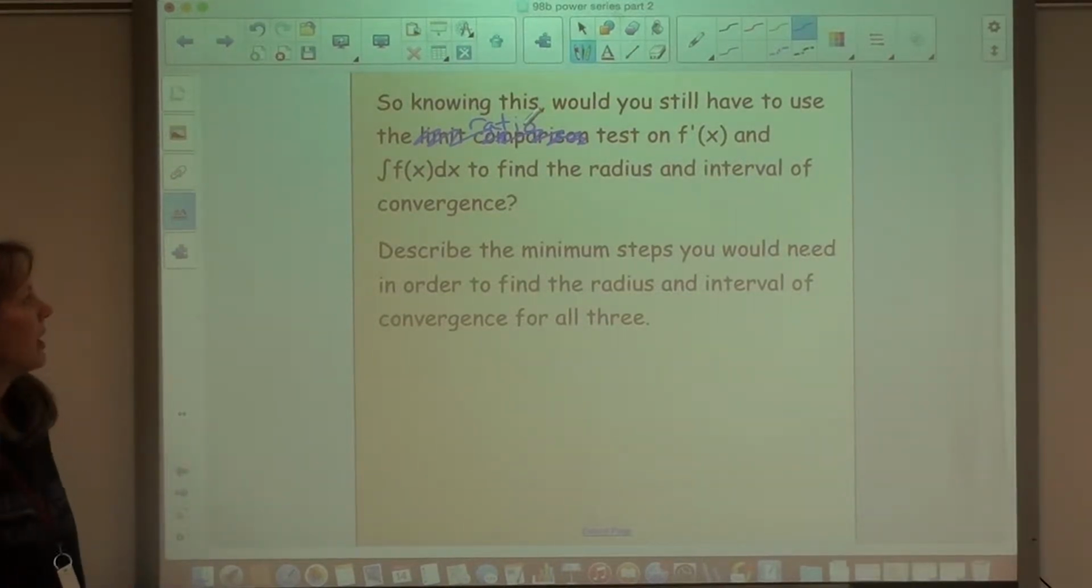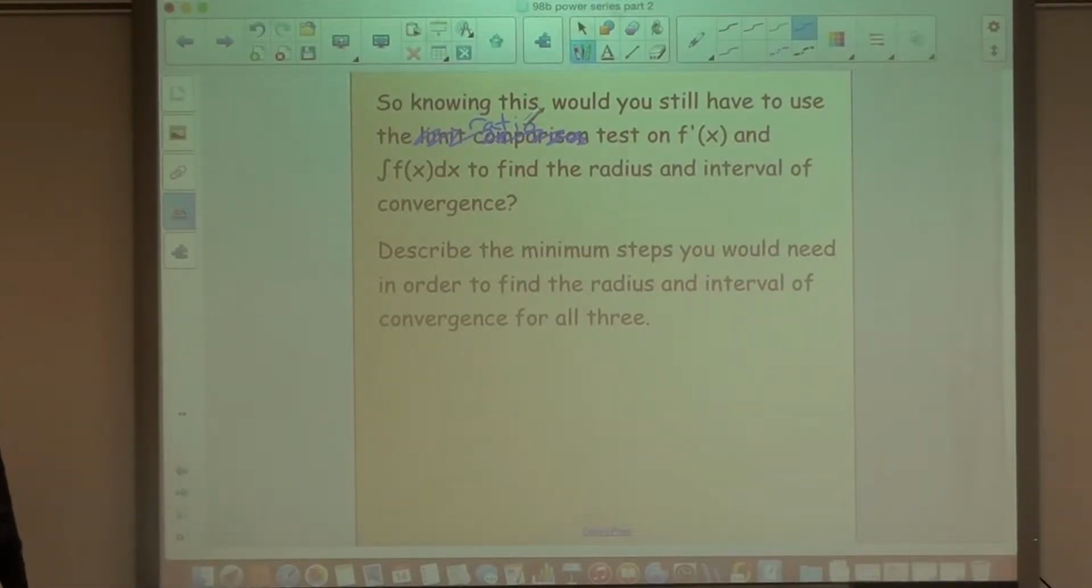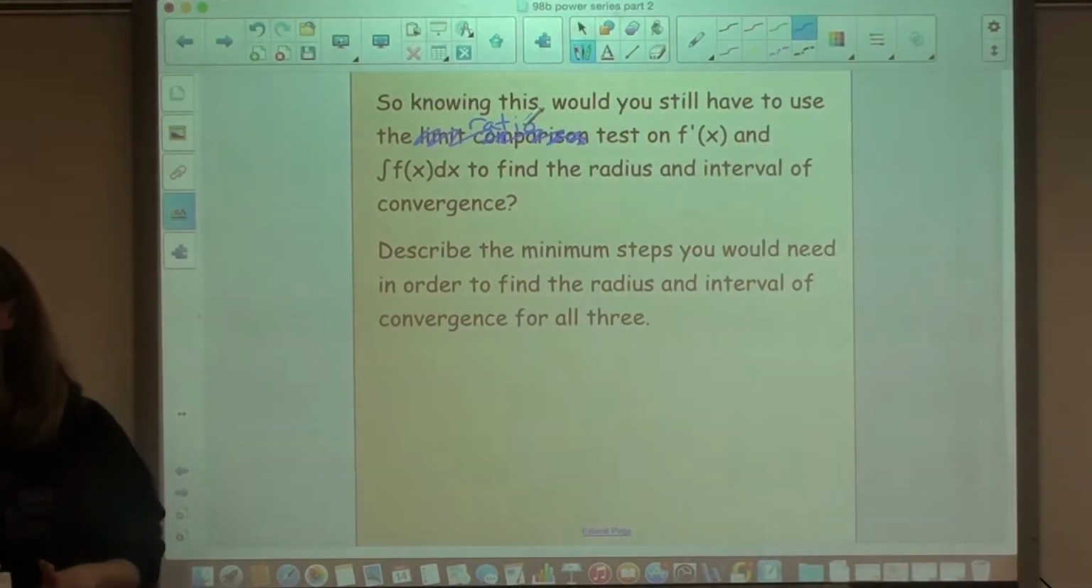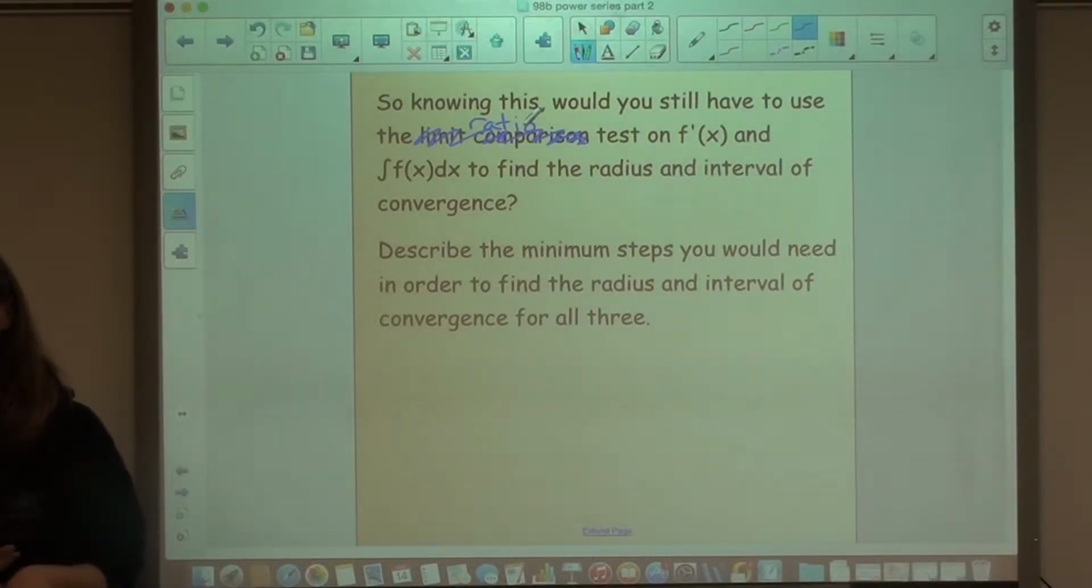Okay, so anyway, we're going to describe the minimum steps you would need in order to find the radius and interval of convergence for all three. Tell me the minimum steps you would need in order to find the radius and interval of convergence for f, f prime, and the integral of f.